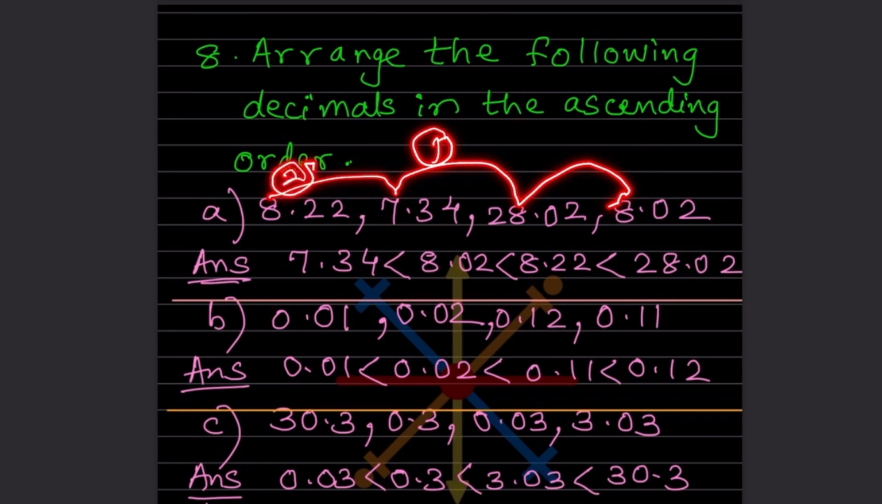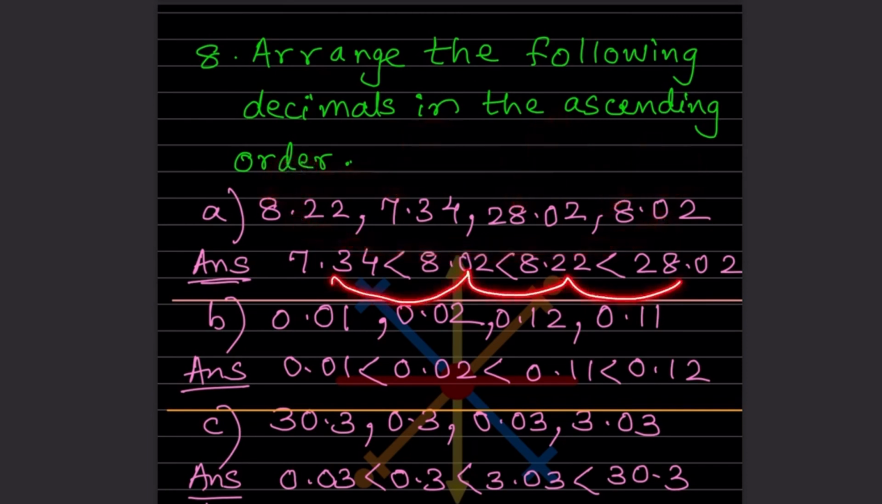Definitely this one is smaller, 7. Then comes 8. But in 8, what you can see now, there are 2 numbers, 8.22 and 8.02. So definitely this will be the smaller one. So this is going to be 3. This is going to be 2. Hope you got this one. And then this is the 4th one. So now look at here.